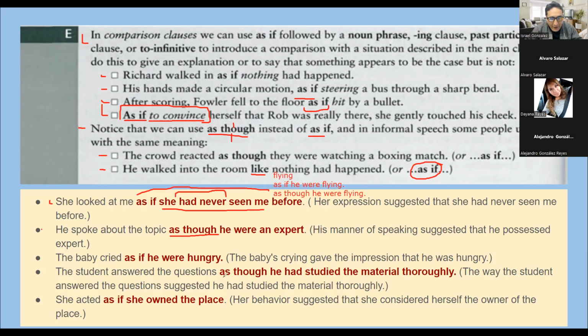Then in the next sentence, as though he had studied the material. But you know that he never studied the material. So you say, he answered the question as though, but you are not sure. Let's say you are not sure that he checked the material, but that was the impression. That is why you use second conditional. Remember that though here means if, as if he had studied the material. So before. That is why we use past perfect here. Remember, past perfect plus the noun.